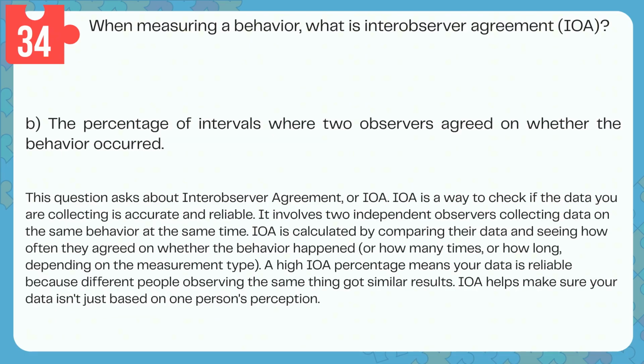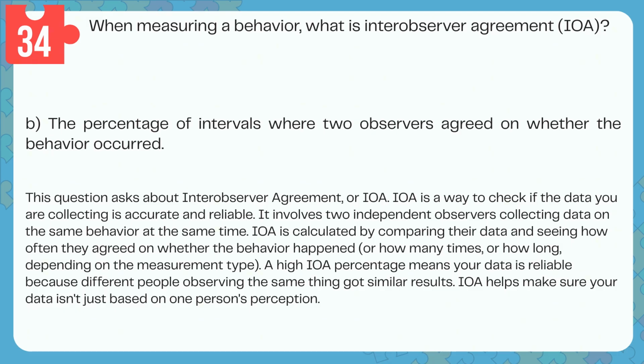Answer: B. The percentage of intervals where 2 observers agreed on whether the behavior occurred. This question asks about inter-observer agreement, or IOA. IOA is a way to check if the data you are collecting is accurate and reliable. It involves 2 independent observers collecting data on the same behavior at the same time.